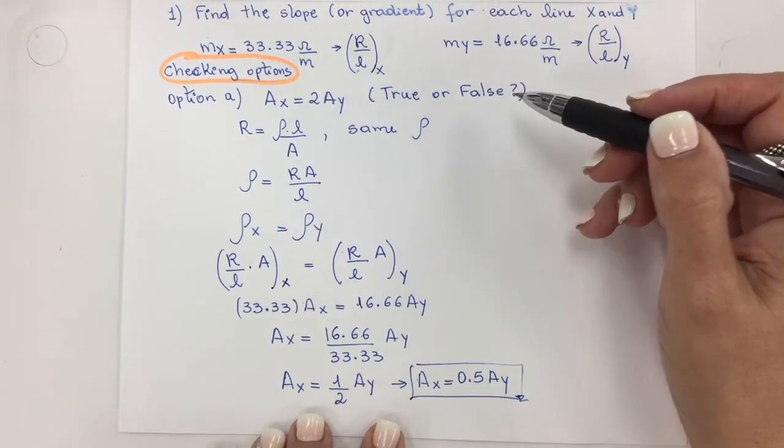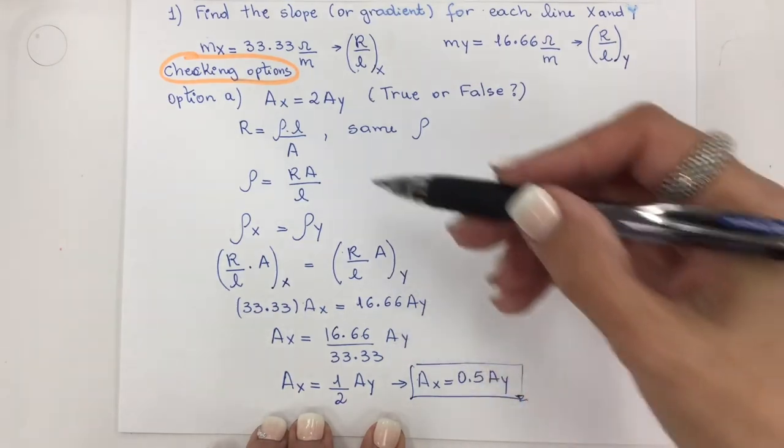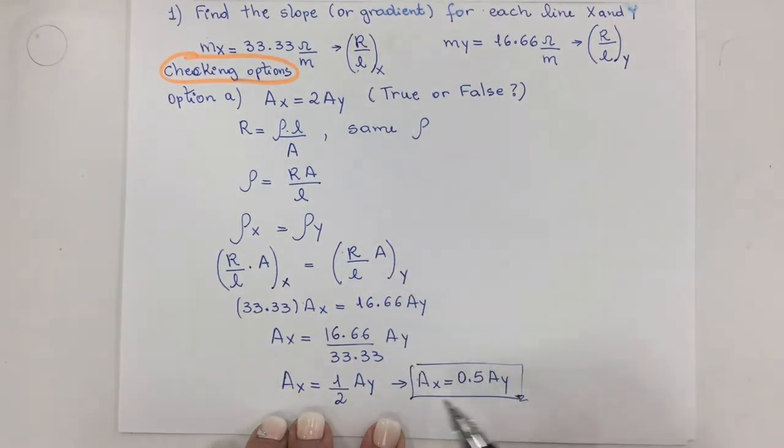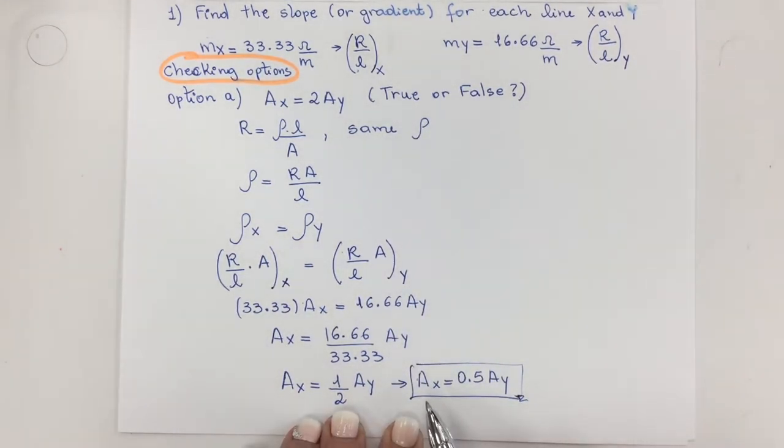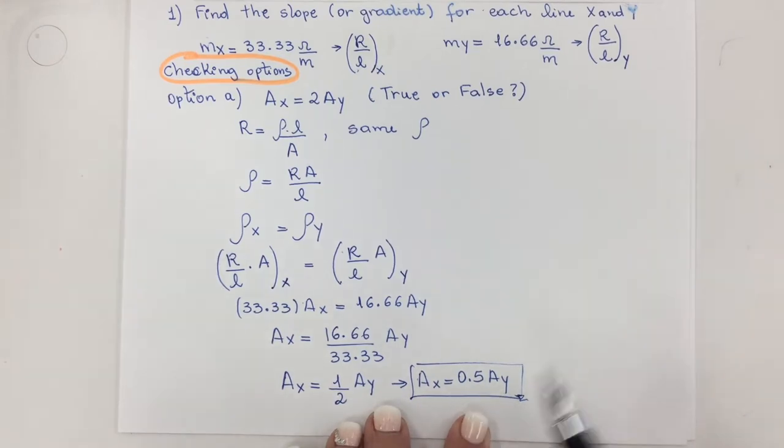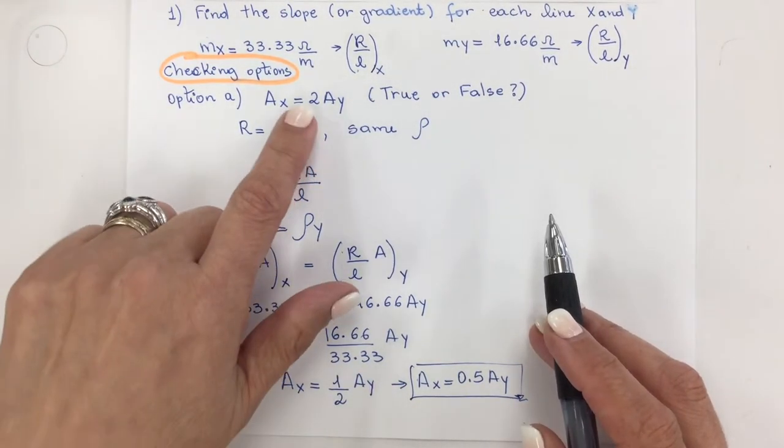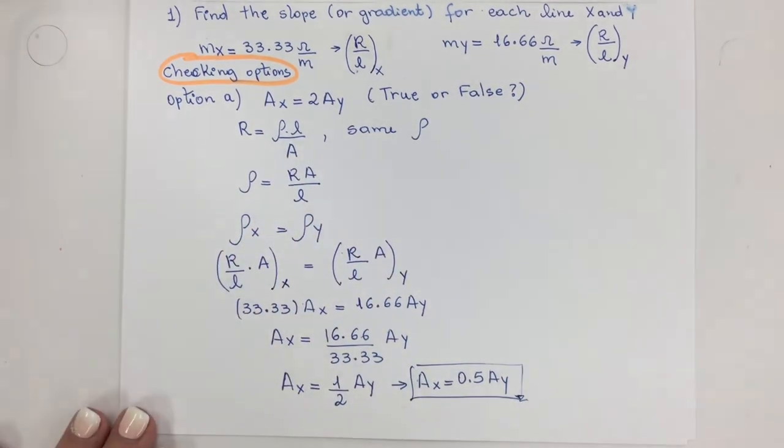So to finalize this, we see here that this is half, which means that this statement is not true, because the development of these steps ends at the cross-sectional area for the wire X actually being half of the cross-sectional area of wire Y, not a double. So this is not correct.